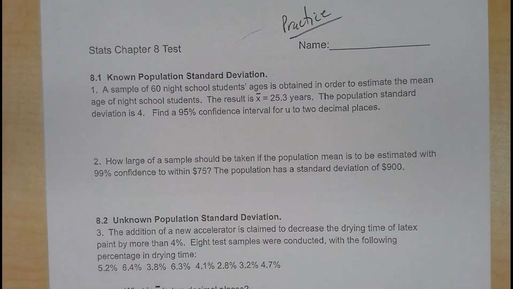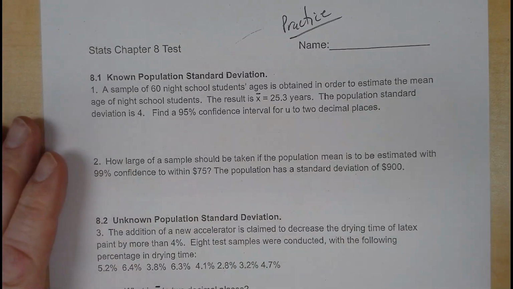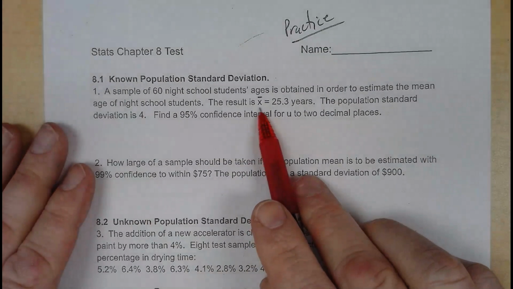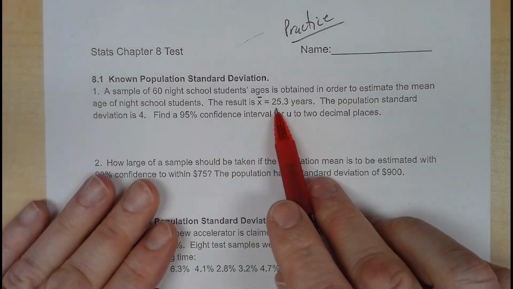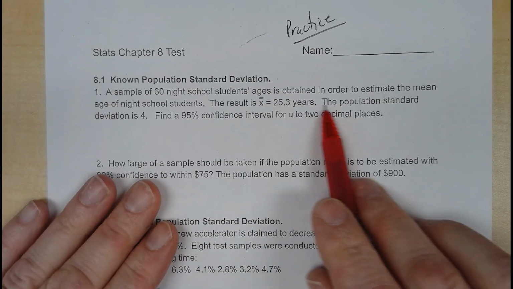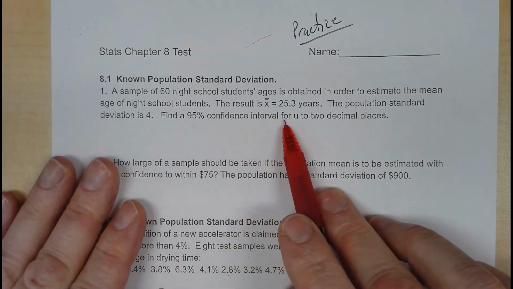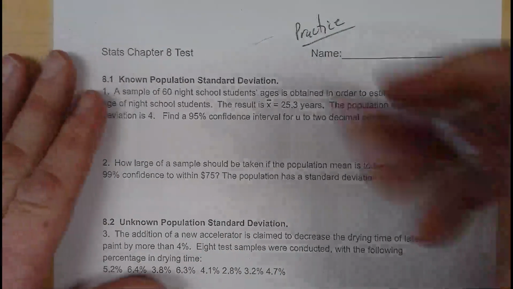All right, a sample of 60 night school students' ages is obtained in order to estimate the mean age of night school students. The result is the sample average is 25.3 years. The population standard deviation is 4. Find a 95% confidence interval for mu to 2 decimal places.